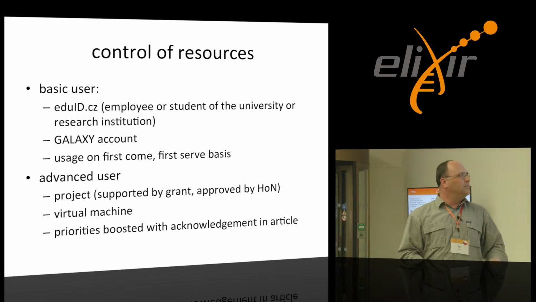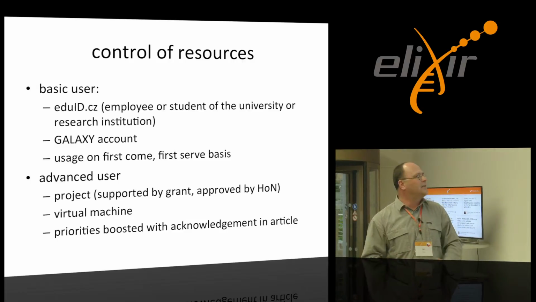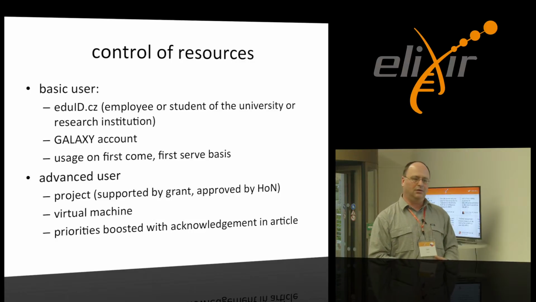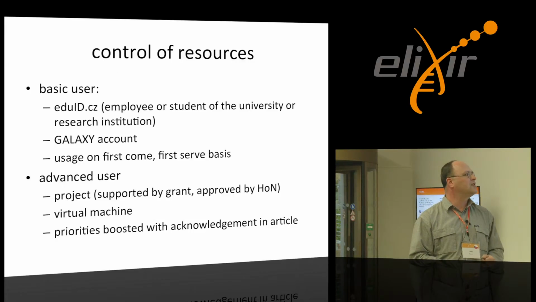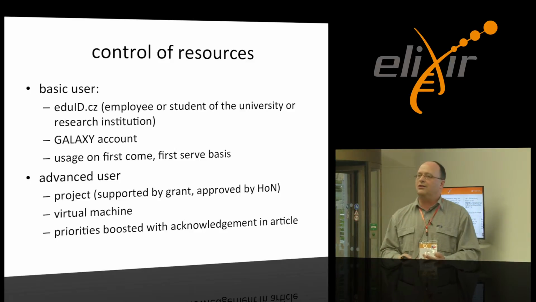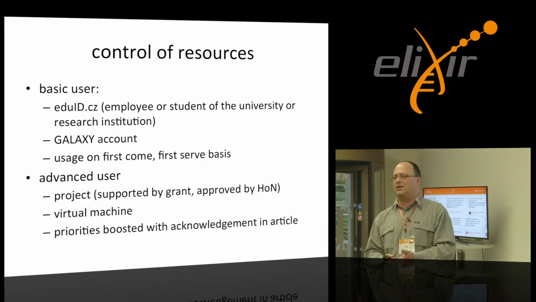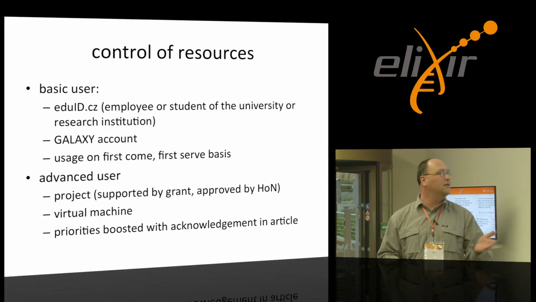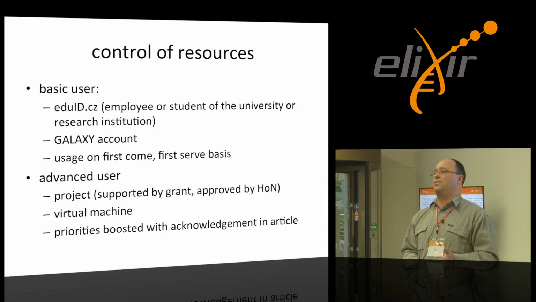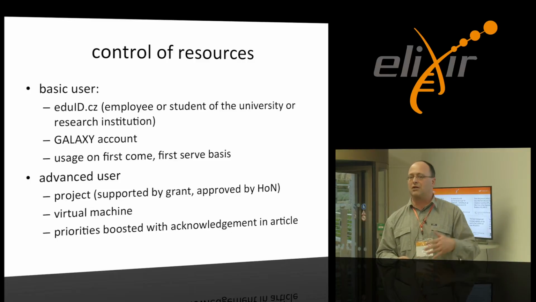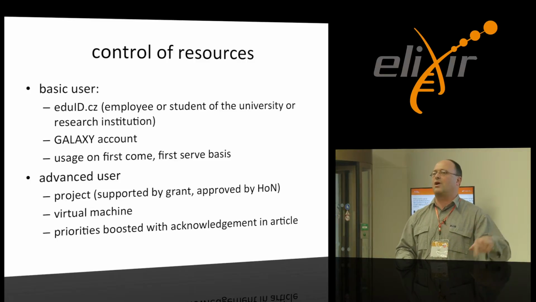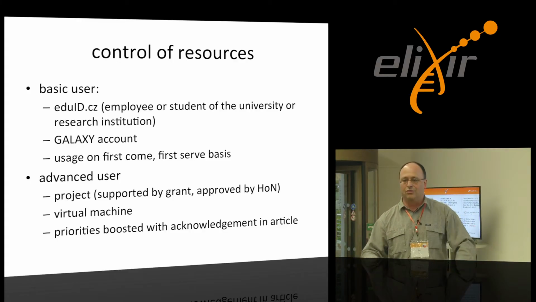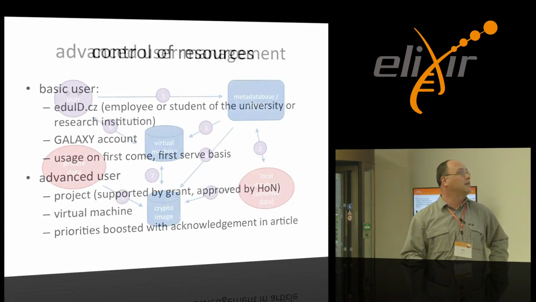And then the advanced user gets a project. For the project, they get a virtual machine or another kind of computational resource, and then how to get the recognition from them. They get a basic level, and if they put an acknowledgement in an article, then their priorities are boosted. A very simple way, which has been adopted for quite a long time in CESNET, our IT provider, which helps very easily. It's in their interest to actually put an acknowledgement in the article.